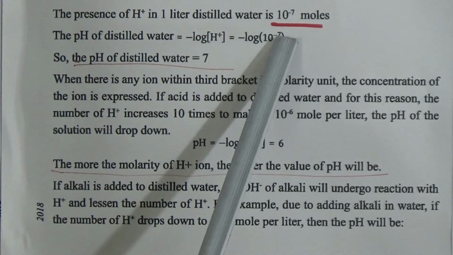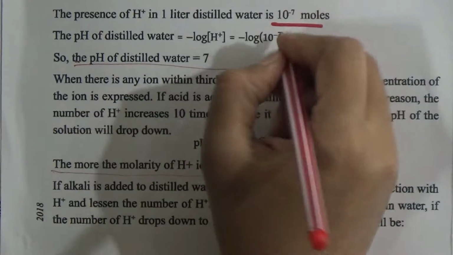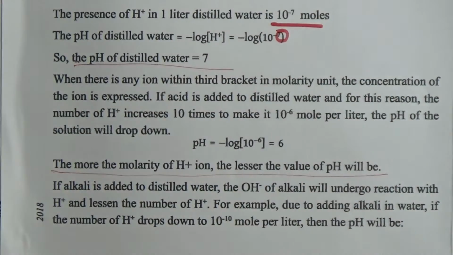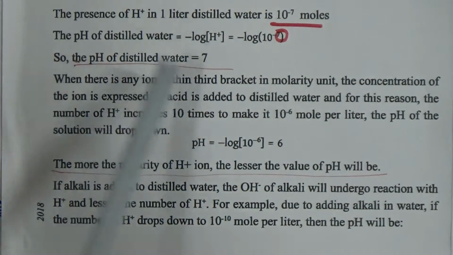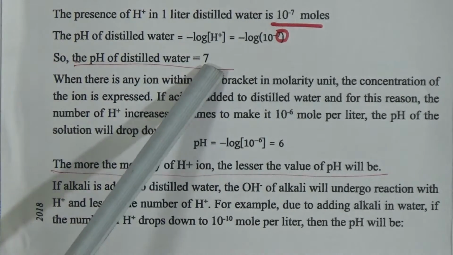Then the pH value of distilled water is minus log of hydrogen ions, which is equal to minus log of 10 to the power minus 7. So the pH value of distilled water is only 7. This is the value of distilled water, and this is the neutral position of pH value.